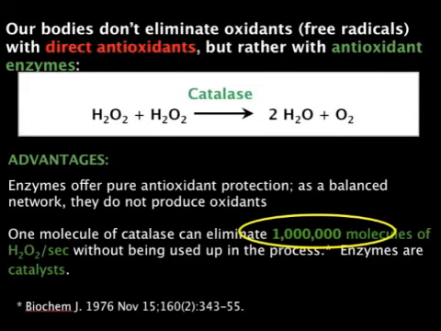We now know also that enzymes offer pure antioxidant protection as a balanced network. They do not produce oxidants. It's very important to make that distinction because things like vitamin C and vitamin E are actually creating free radicals. They are pro-oxidants when we thought before they were antioxidants, but we now have in vivo studies, and I'm going to share a couple of them with you here, that show that these are actually pro-oxidants, not antioxidants. However, the green, it appears, is not showing up in this. One molecule of catalase can neutralize up to 1 million free radicals per second, every second, and it's actually in green, so you can't see that.